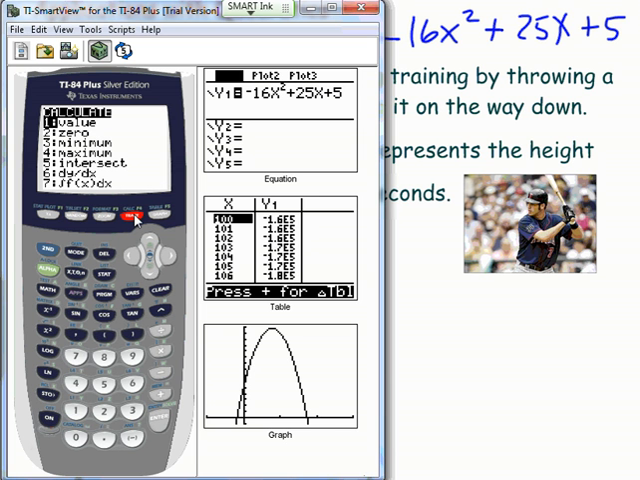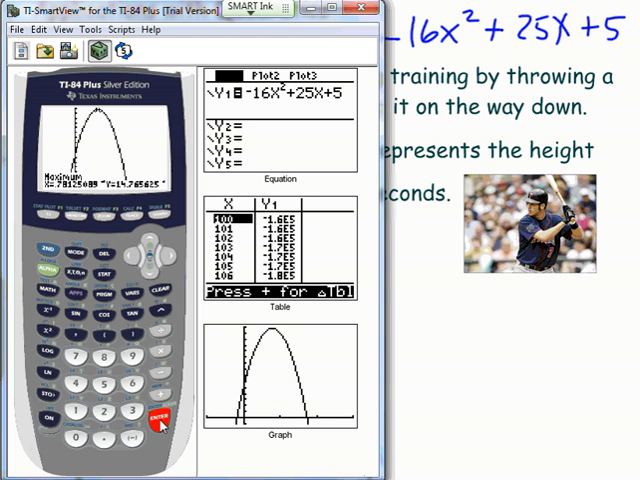And then I'm going to go to maximum, which is number 4. Go to the left of it. It says left bound question mark. Go to the left of it, hit enter. Go to the right of it, hit enter. And then it wants you to guess. That means you go right on top of where you think it is. And that's close enough. Doesn't matter to be perfect there. And hit enter. And then it says maximum 0.78, 14.76. How many of you have it now? Okay, good. If you still don't have it, you need to get private lessons, which I can do right when we're done with this lesson.